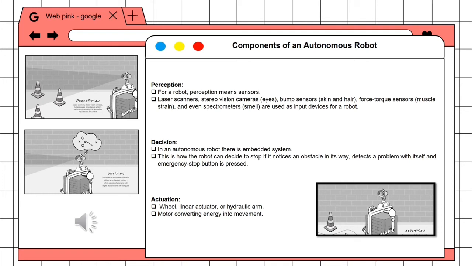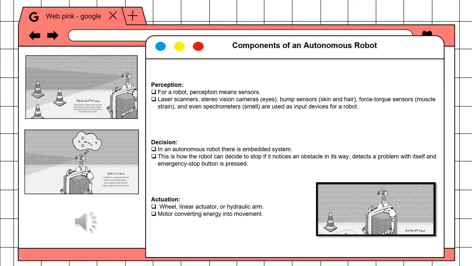The first one is perception. For people, this is mostly our five senses: eyes for seeing, ears for hearing, smell, taste, and touch. For a robot, perception means sensors. Examples of sensors in a robot are laser scanners and stereo vision cameras, compared to our eyes in humans. A bump sensor is like our skin and hair, a force torque sensor is like our muscle strength, and even spectrometers, like smell in humans, are used as input devices for a robot.